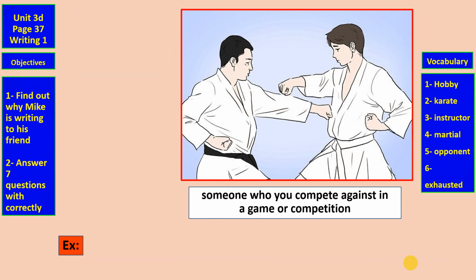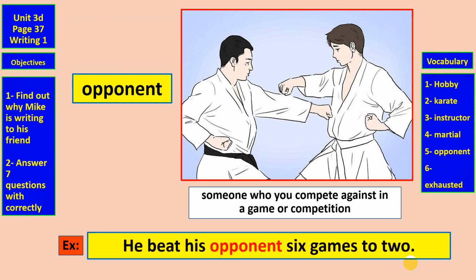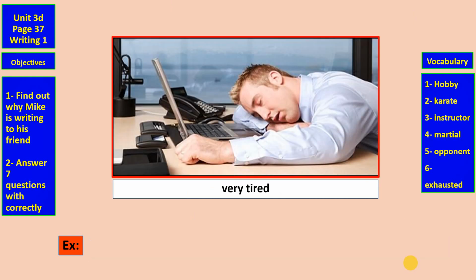What do we call someone whom you compete against in a game or competition? Opponent, that's right. Opponent means the one whom you compete against in the game. Okay? And here's the example. He beat his opponent 6 games to 2. Okay? He beat his opponent.